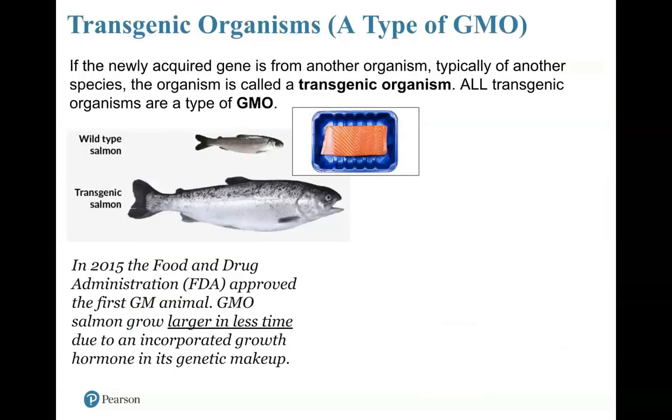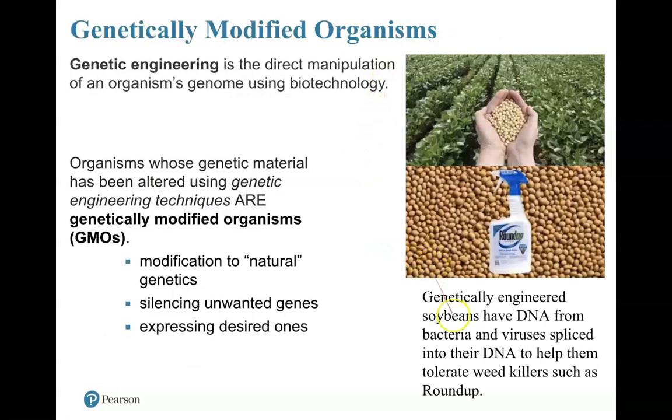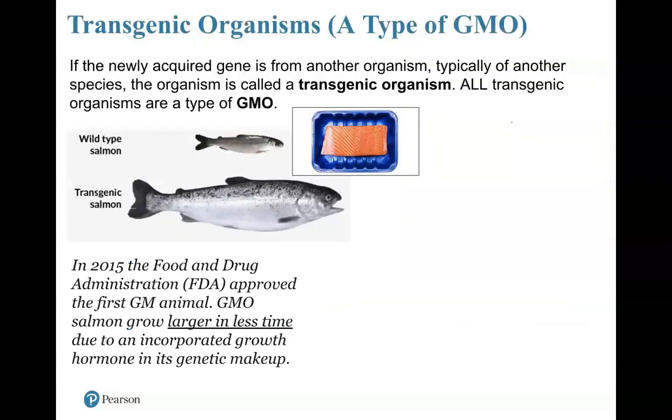A type of GMO that you guys probably most commonly think of are transgenic organisms. A transgenic organism is basically the soybeans that I just described. That is, when a newly acquired gene is from another organism, typically from another species, that's called a transgenic organism. So basically, in our previous example, let me go back to this slide, I'm taking the gene from viruses and bacteria and putting it into the soybeans. Those soybeans wouldn't have that gene otherwise. That is a transgenic organism.